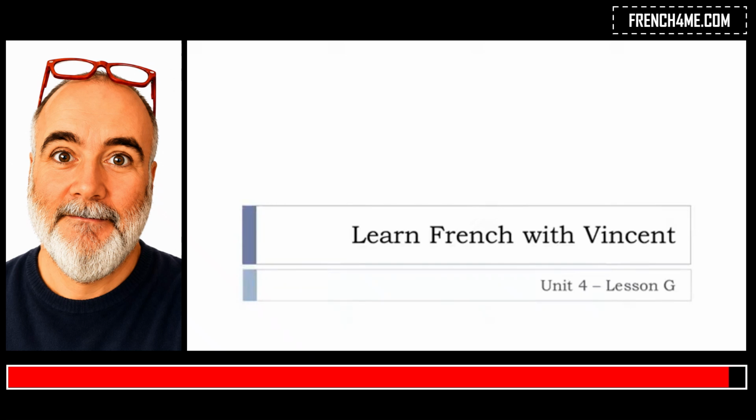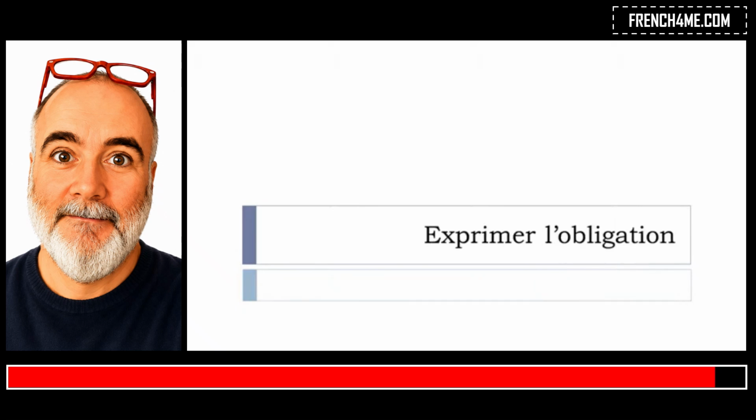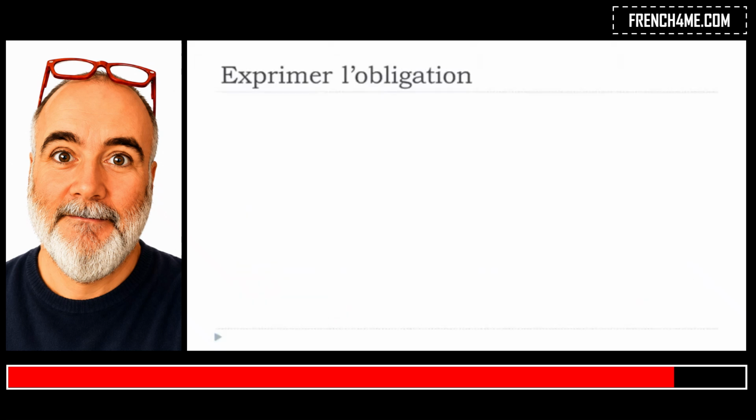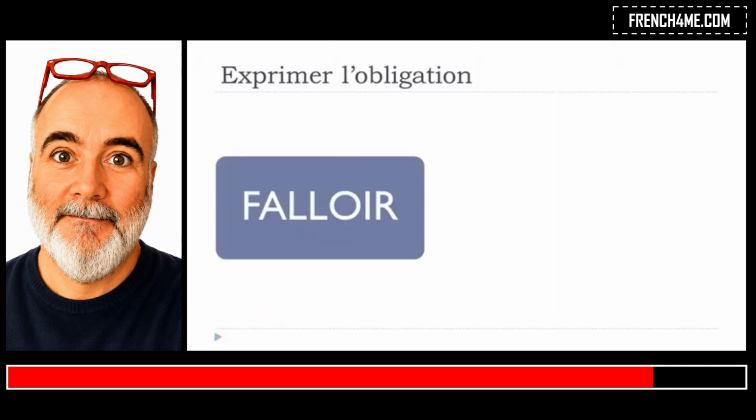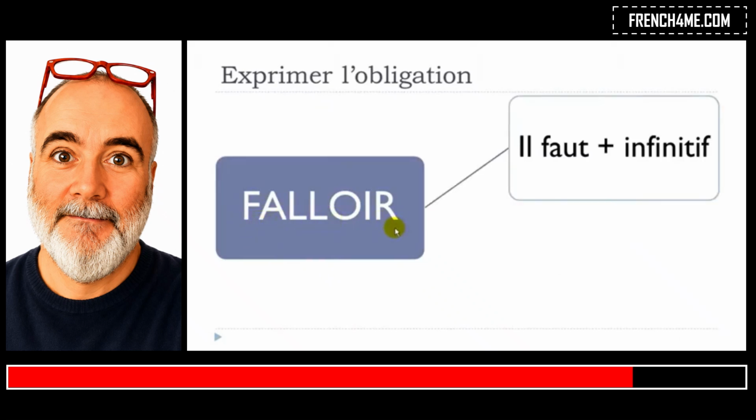This is Unité 4, leçon G. And in this lesson we'll try to see together how to express, comment exprimer l'obligation. So when you must do something, well, there is a verb for that to express must, and this is falloir. Falloir. Okay, falloir. And then you will have two options.